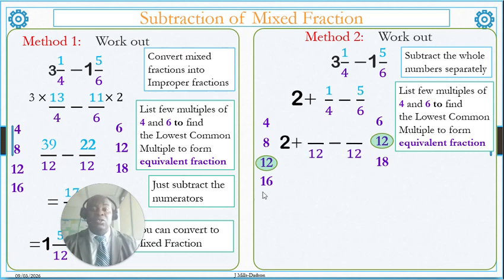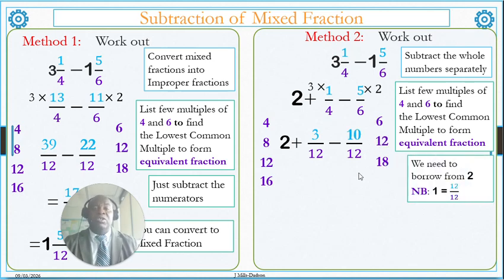Now 4 goes into 12 3 times, 1 times 3 gives us 3. 6 goes into 12, 2 times, 5 times 2 is 10. Now we're going to subtract, but there's a problem here. We cannot take 10 from 3. So what we need to do is borrow 1 from the 2.